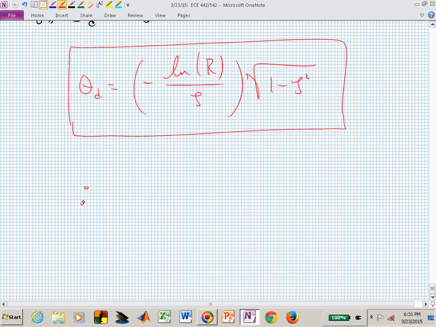So now if somebody gives us design specifications in terms of settling time and percent overshoot, we know what z delta is. That's r, from the settling time. And the percent overshoot with the settling time allows us to solve for theta sub d in terms of r and zeta. And now we know where the poles are located. They're located at r e to the j theta sub d.